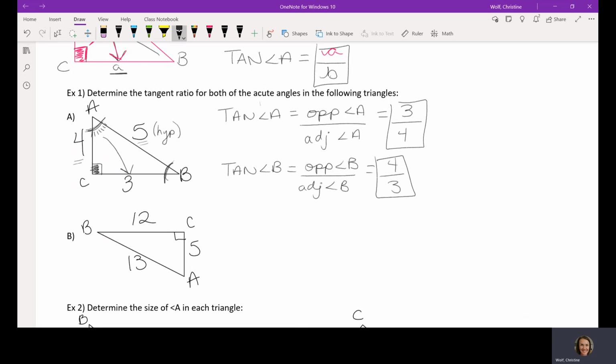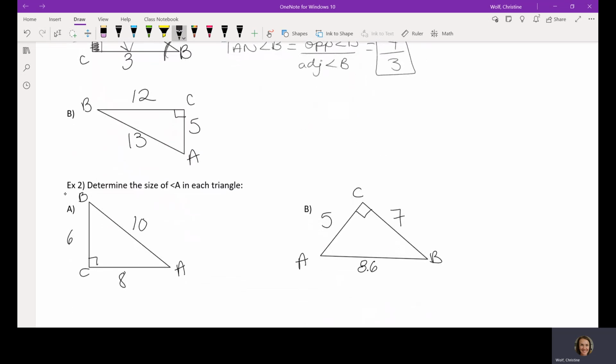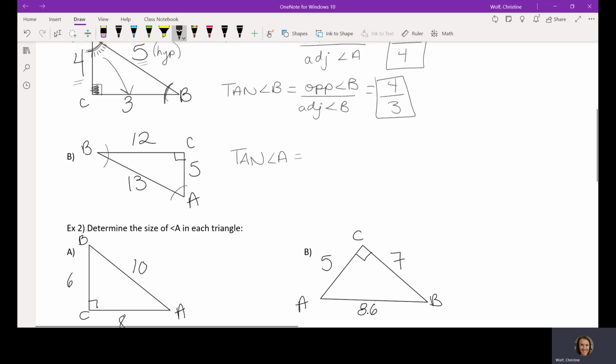So not so bad. Okay, we're going to do one more just to make sure we got it. So same thing here. I want to find the tan ratios for both acute angles in this triangle, A and B. I'll start with A just because it's alphabetical. Okay, and now for this question, I'm going to skip writing this out. Okay, I'm just going to go straight to it.